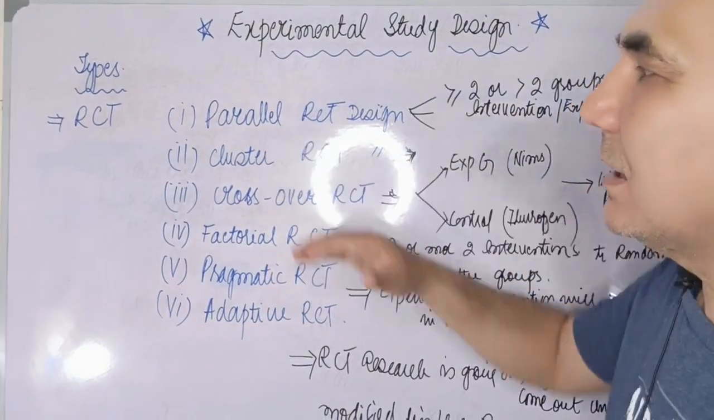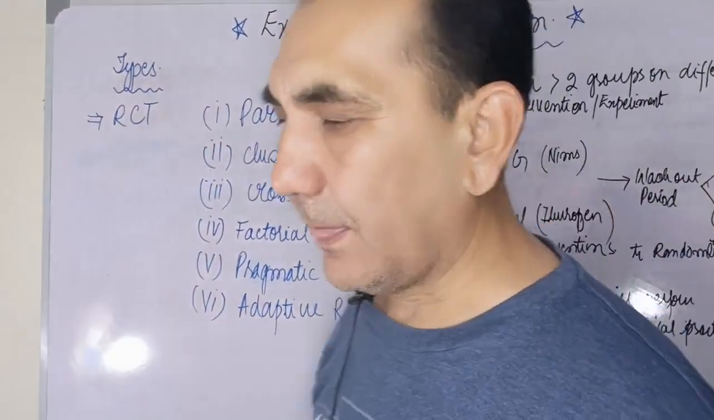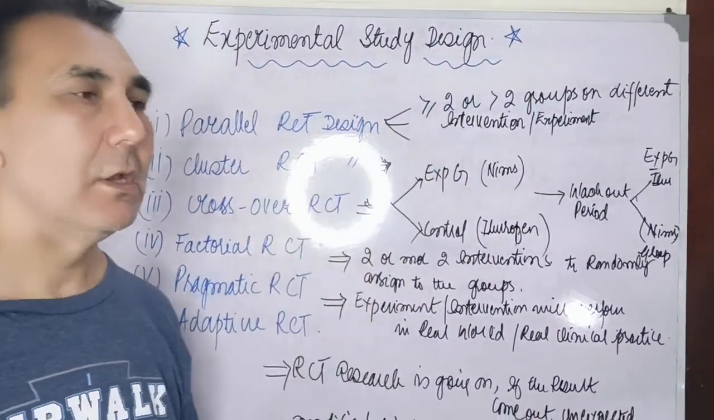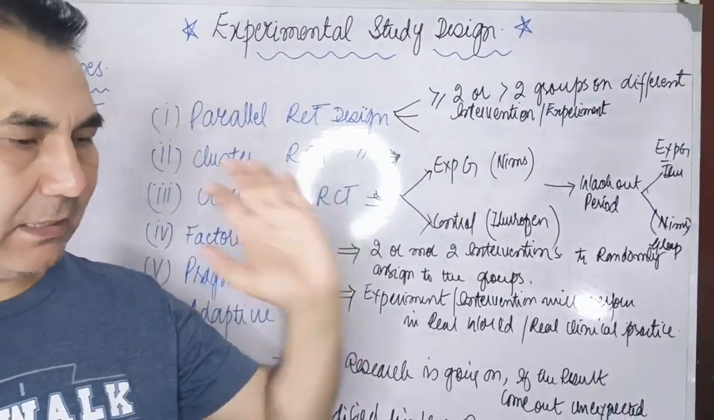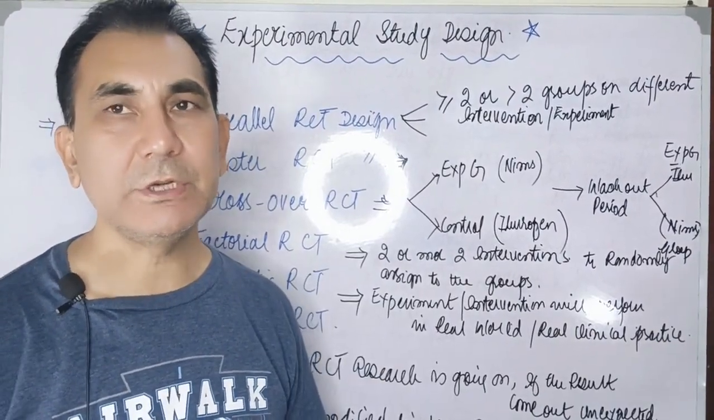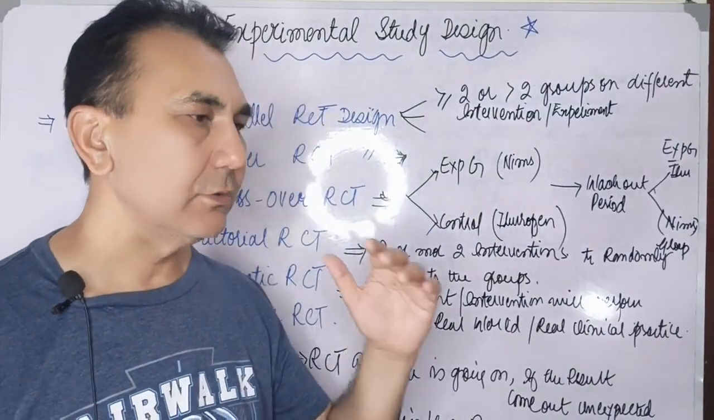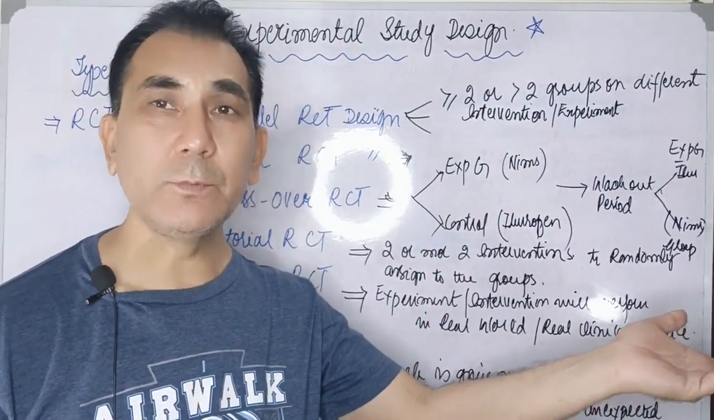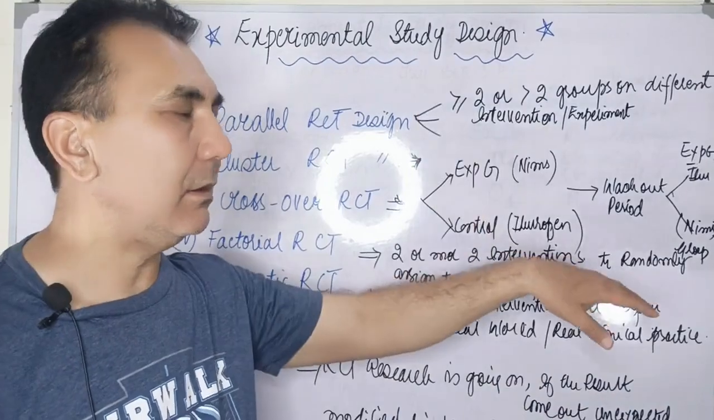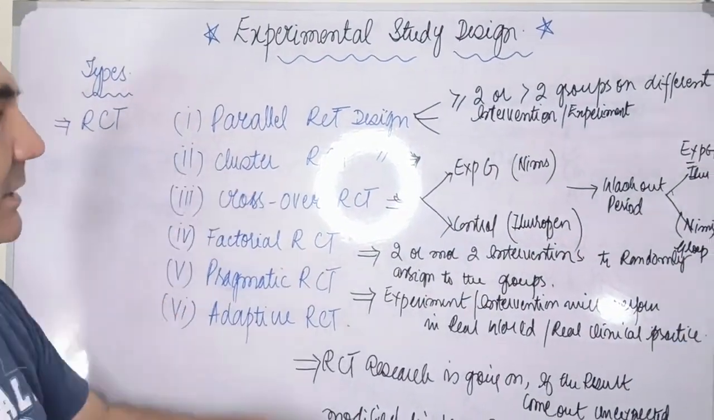The first one is called the parallel RCT design, in which the researcher recruits two or more groups of people, and gives a different type of treatment or intervention or activity to each group, to see the effects of each intervention in each group. And the second one is the cluster RCT.